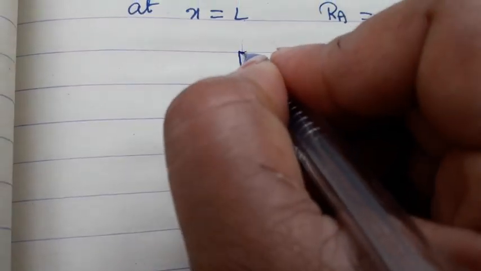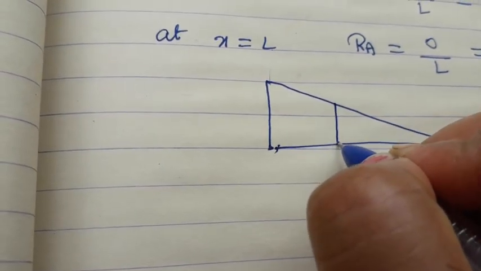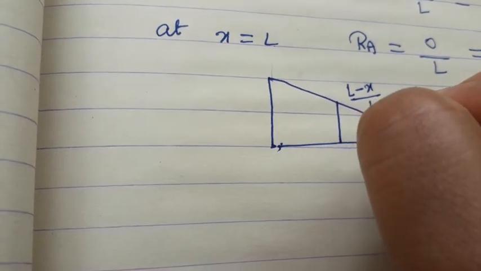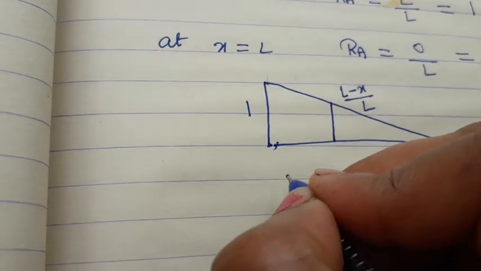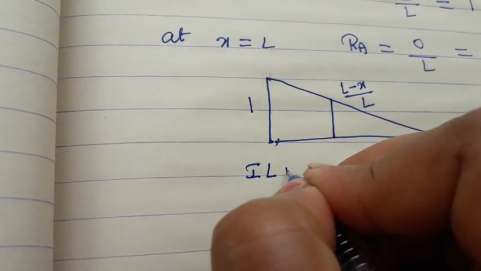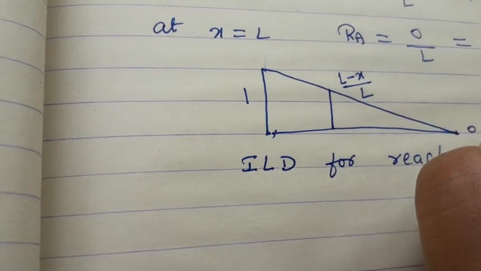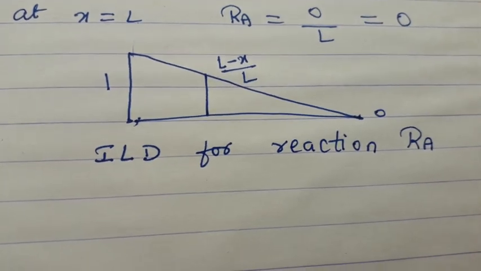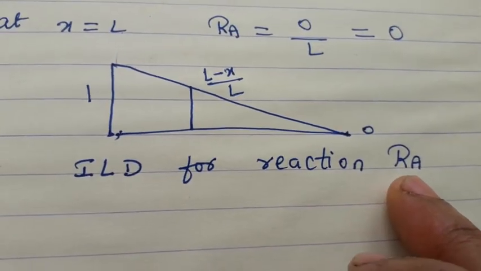So, it will be linear, and at x is equal to, so this one. What is this? This is (L minus x) by L. This is 1, this is 0. So, this is called the influence line diagram for reaction RA. It is very simple.